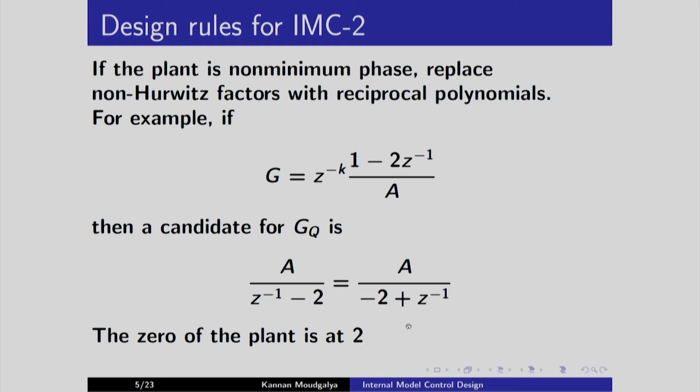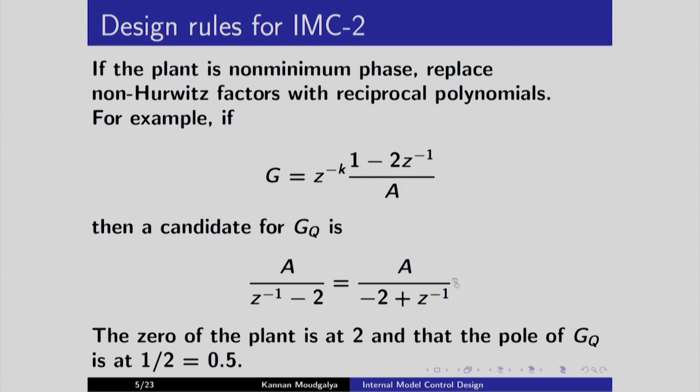The 0 of the plant is at 2. You can see that the 0 of the plant is 2, whereas the pole of GQ is 1 by 2, that is equal to 0.5. So, the reciprocal polynomial is easily obtained. The given polynomial has to be factored into first degree polynomials and the zeros of non-Hurwitz factors replaced with their reciprocals.